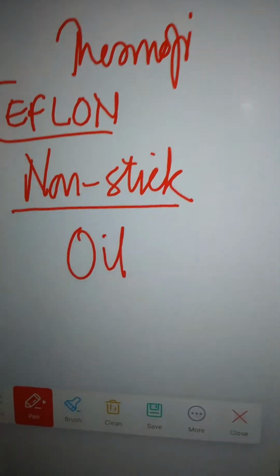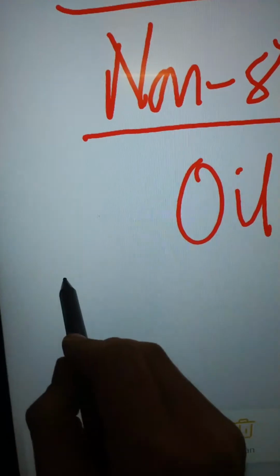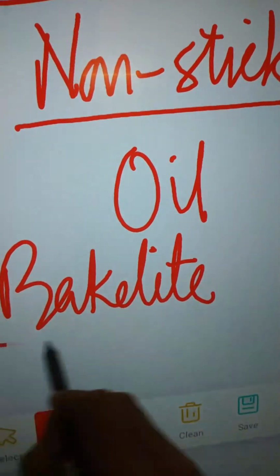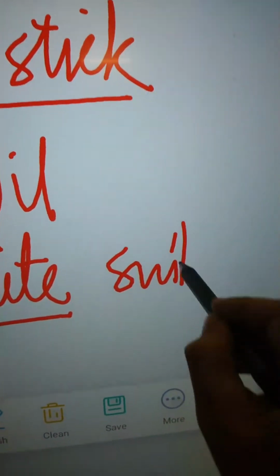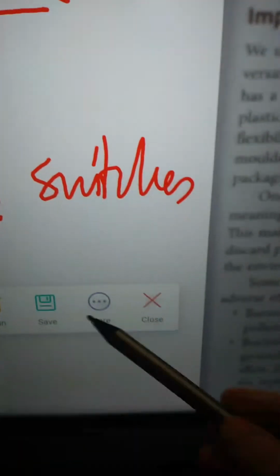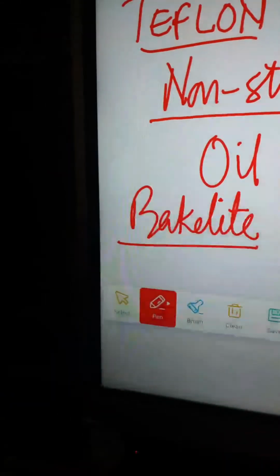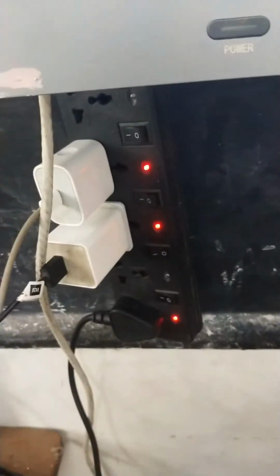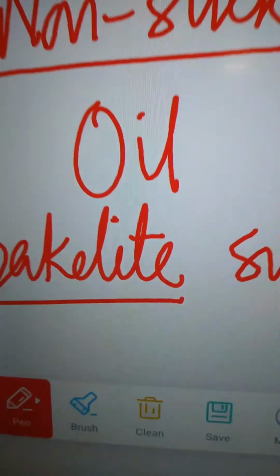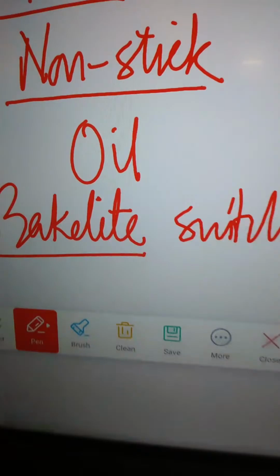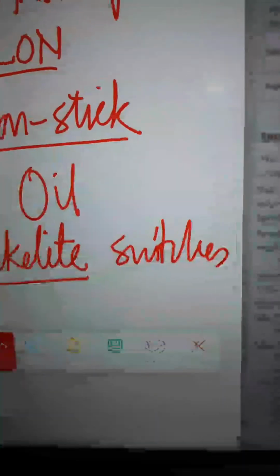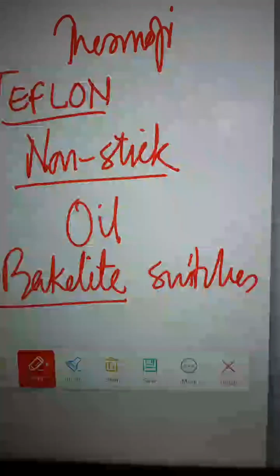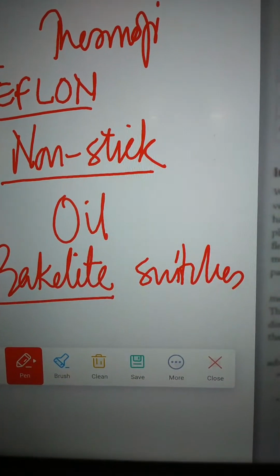Then another plastic you must have heard of is bakelite. Bakelite is used for making electric switches. Like this pen which I am using, that is also the body of this smart board. The electric switch which is here is also made up of bakelite. This bakelite is heat resistant, so electric switches need to be heat resistant so that they do not melt.